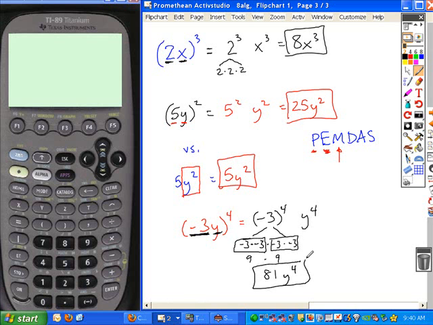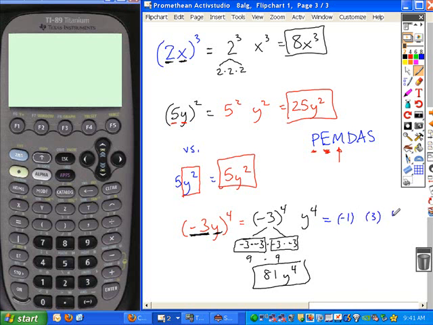Would it make sense that you start with a negative in your base, but your solution winds up being positive? Yeah, if the power is even, those negatives are going to cancel, right? And here's one of the easiest ways to imagine that: instead of breaking this into two factors of negative 3 and y, you can break it into the factors negative 1, positive 3, and y.